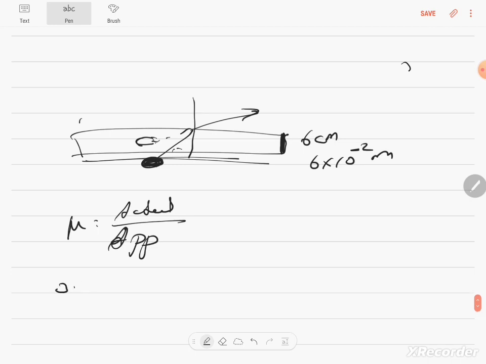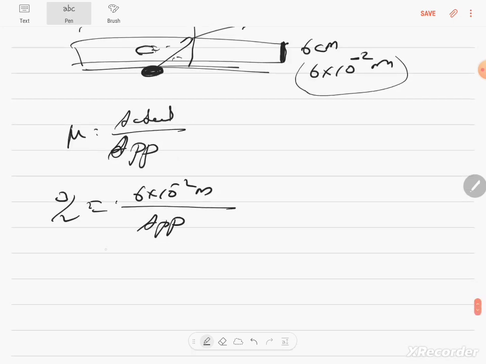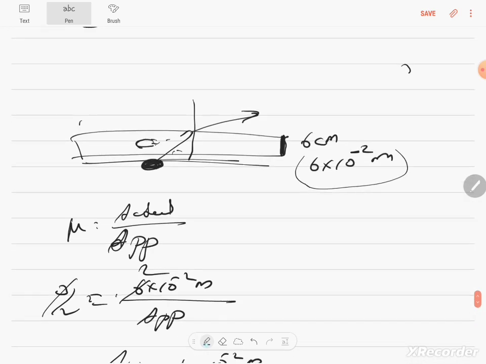So then you can write 3 by 2 is equal to, the actual depth will obviously be the thickness of the glass slab itself, so 6 into 10 to the power minus 2 meter by apparent depth. With this you can cross multiply. 3 and 2 will get cancelled. 2 2s are 4. Apparent depth therefore is 4 into 10 to the power minus 2 meter. We get the apparent depth.